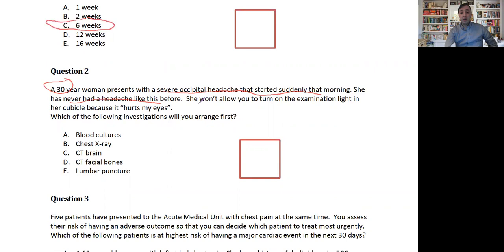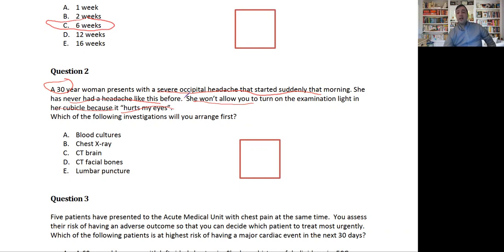She won't allow you to turn on the examination light in the cubicle because she had some sort of photophobia. She said it hurts my eyes. So she had some sort of photophobia. So which of the following investigations will you arrange first?